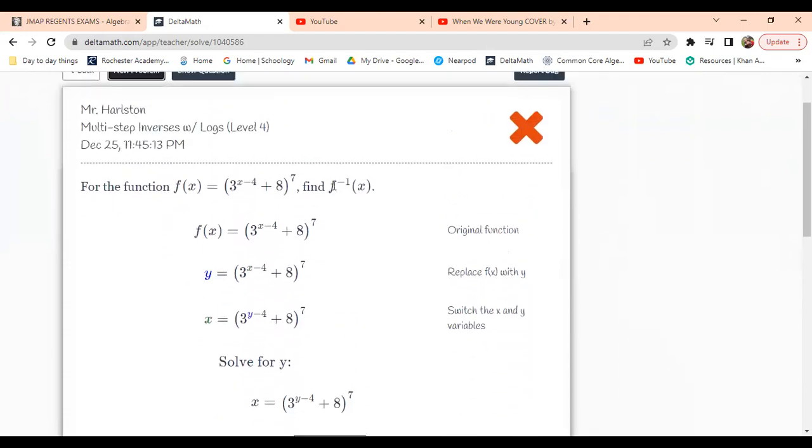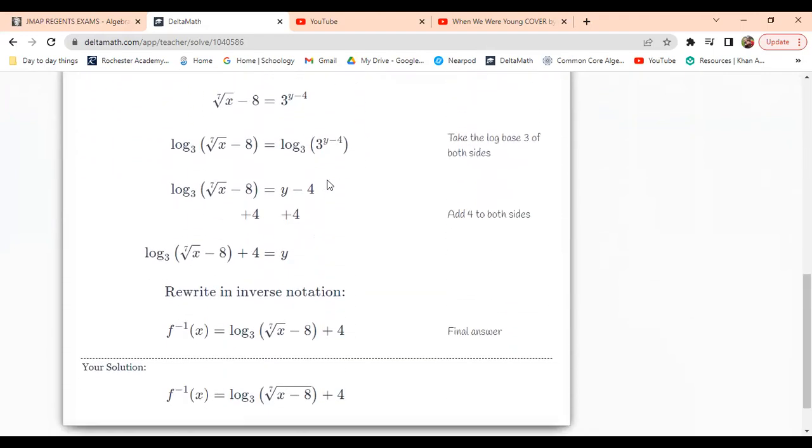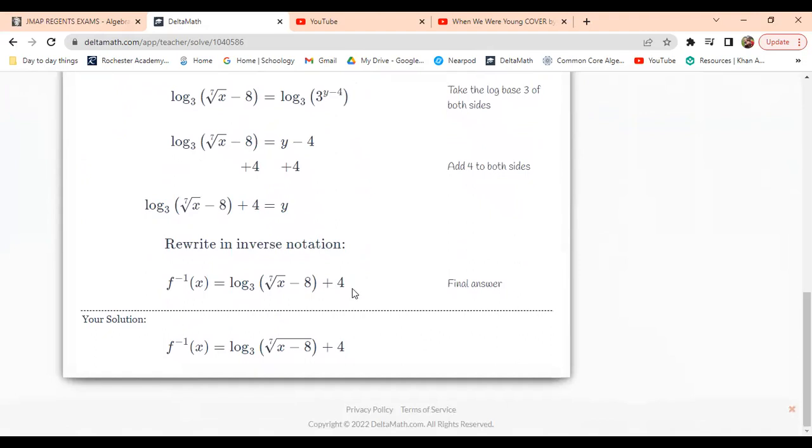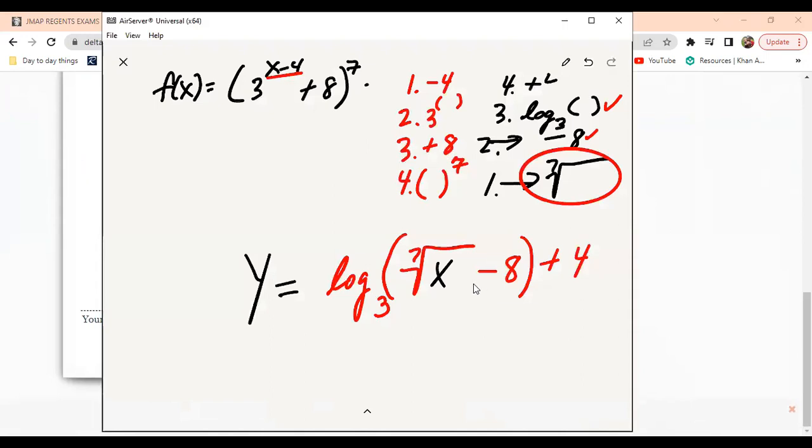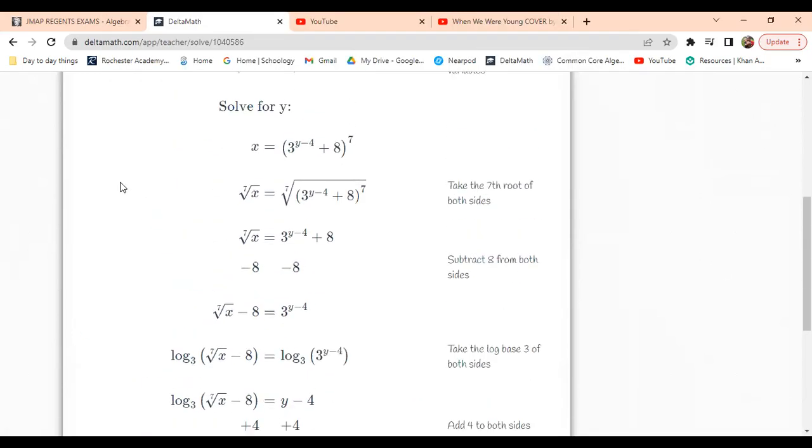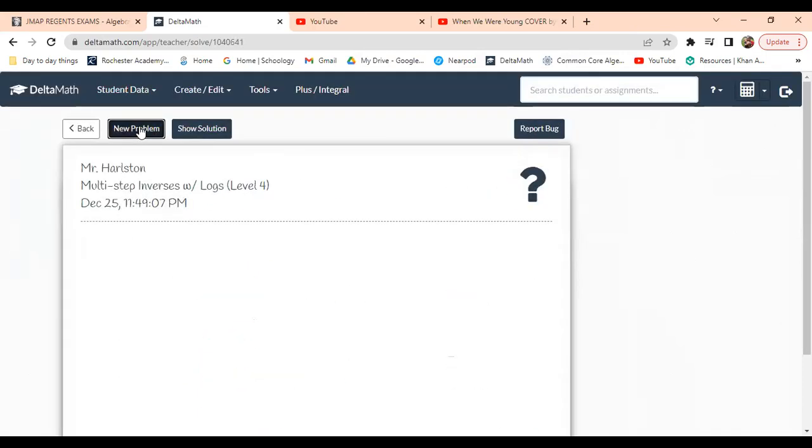What happened? What did I mess up? Let's see. I had log 3. Oh, shoot. The 7th root wasn't supposed to be over the -8. I just selected the wrong one because this isn't extending there. So that was my bad. It should have been the one underneath it. So I can't end on that mistake. Let me try another one. I didn't select the right one.